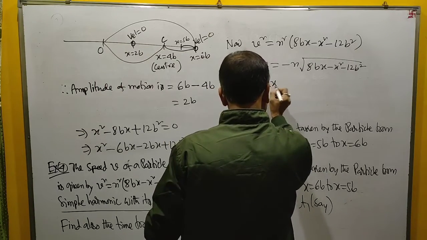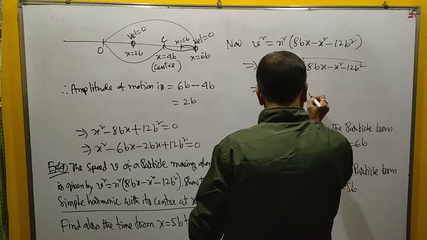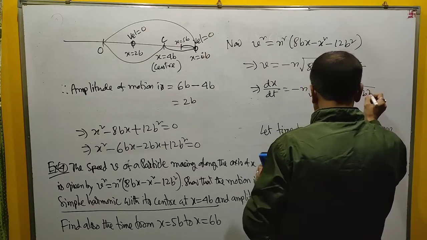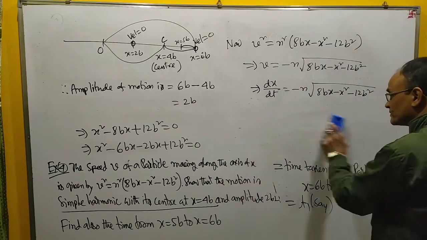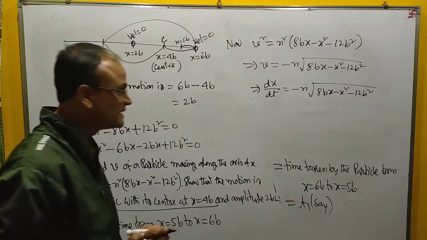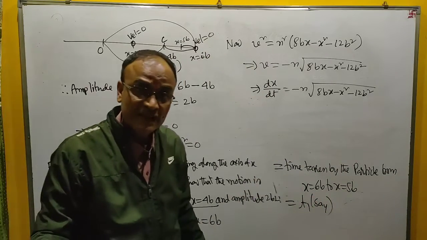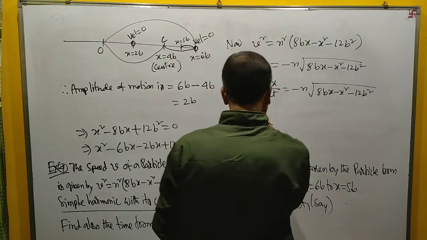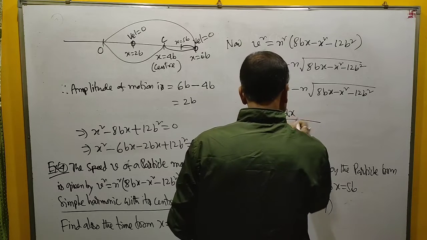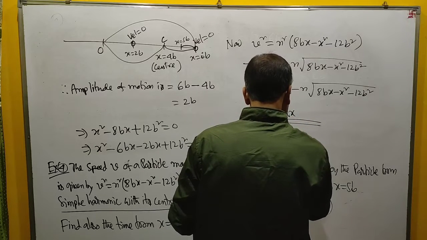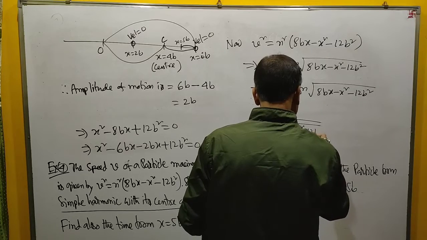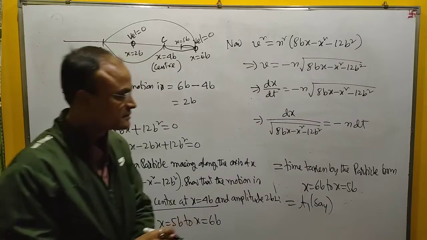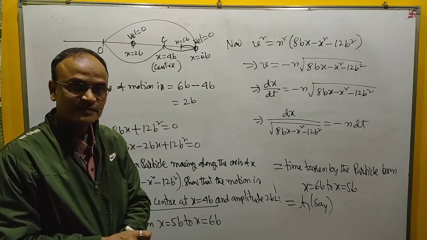Therefore, for V, you should write dx by dt equals minus n root of (8bx minus x square minus 12b square). It is a differential equation. Variables are x and t. Separate the variables and integrate: dx by root of (8bx minus x square minus 12b square) equal to minus n times dt.